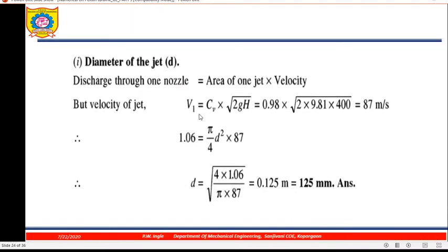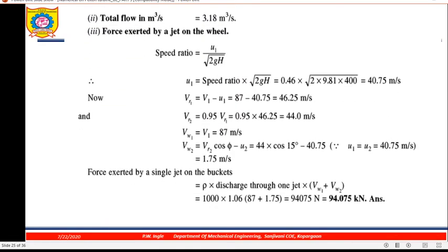Now diameter of jet. So V1 is what? CV under root 2gH. Now Q is pi by 4 d square into V1, so you will get d. Q we have already calculated. Therefore total flow in meter cube per second is 3.18 meter cube per second.